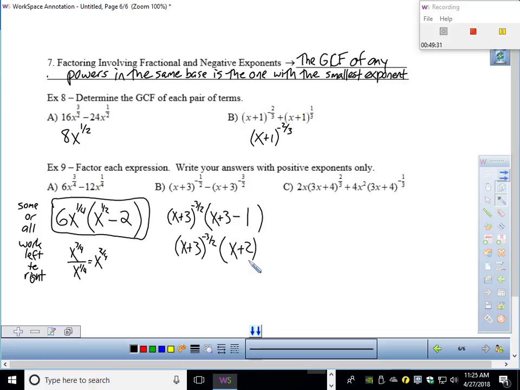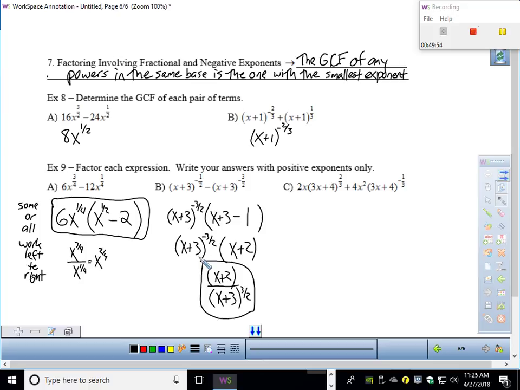Awesome. Don't forget though, what did it say? Write your answers with positive exponents only. So we've done this in a previous lesson. If it has a negative exponent, how do I resolve it to make it positive? In this case, it's going to go to the denominator. That's some pretty good math right there. I like it. There you go.